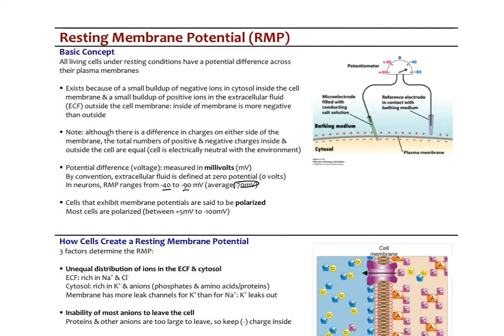So we call this kind of cell that has a resting membrane potential a polarized cell. Most cells, again, are polarized somewhere in that range. If you look at all body cells, like liver cells and epithelium, usually the range is between plus 5 millivolts, meaning the inside is actually more positive than the outside, to minus 100 millivolts. But for neurons, we're going to look at minus 70 millivolts as our target resting membrane potential.